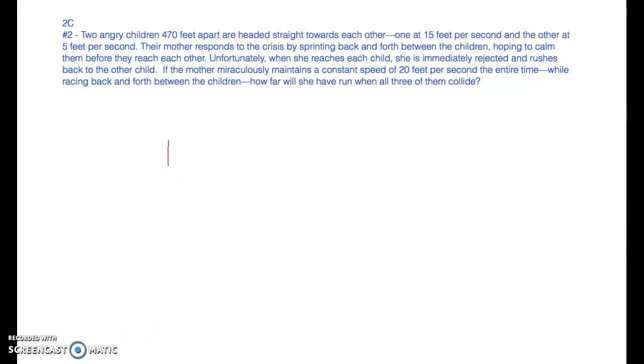Okay, so one child starts there and is running towards the other child, and this one is 15 feet per second. The other one starts here, and this one's 5 feet per second. And we know that the total distance that they start out is 470 meters apart.